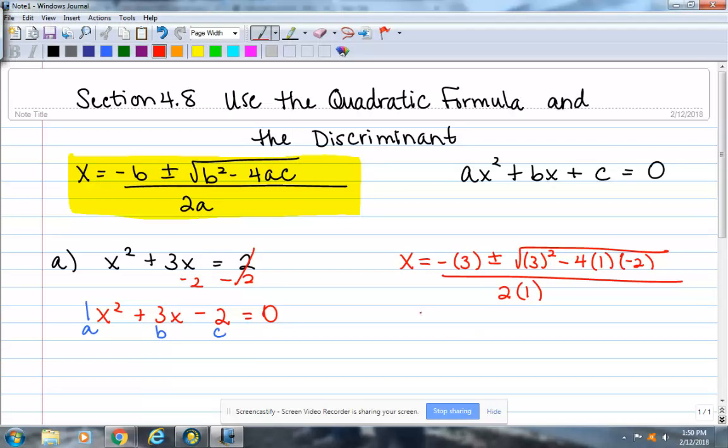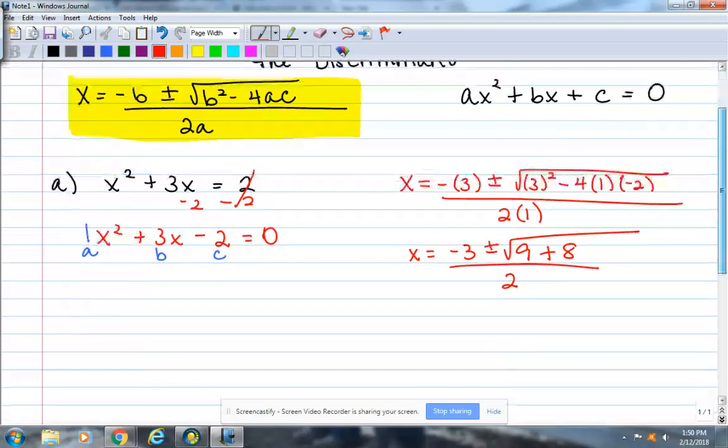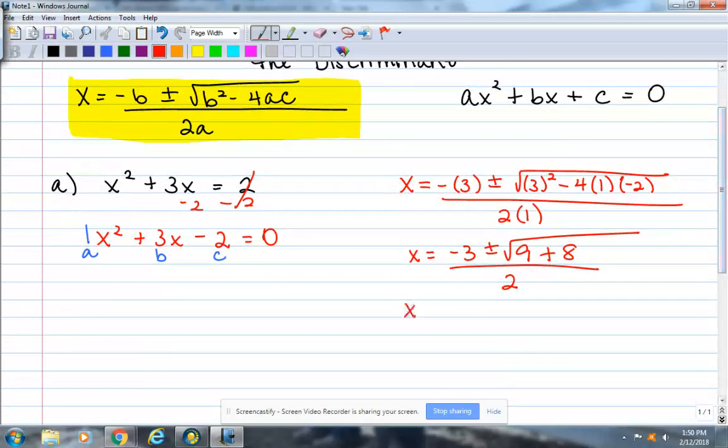So then we simplify. Negative 3 is negative 3. Plus and minus the square root of what's 3 squared? 9. And then we multiply all 3 of these. Negative 4 times 1 is negative 4. Negative 4 times negative 2 is what? Positive 8. Divided by what's 2 times 1? 2. Then you do inside the radical. What's 9 plus 8? 17. Plus and minus the square root of 17 over 2.